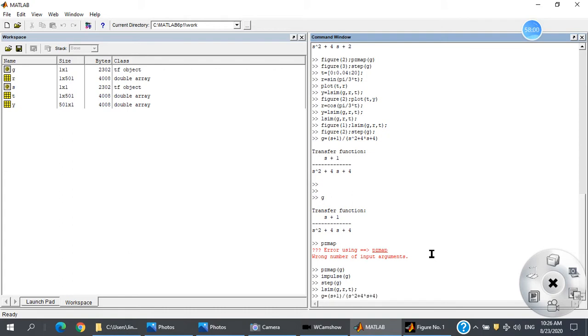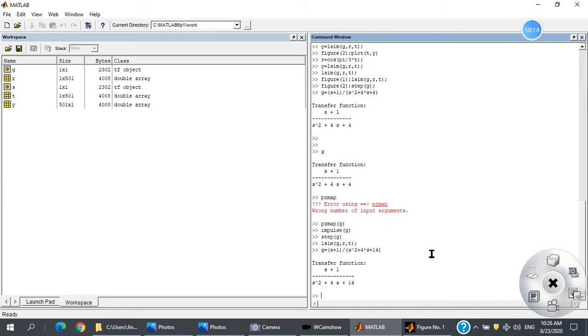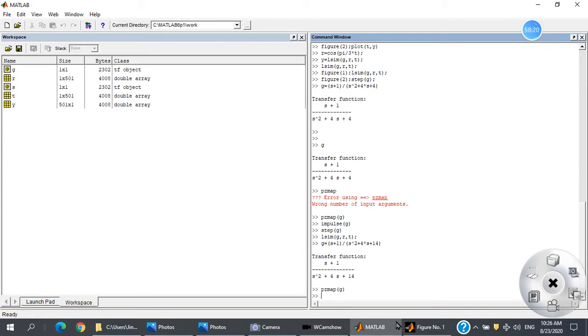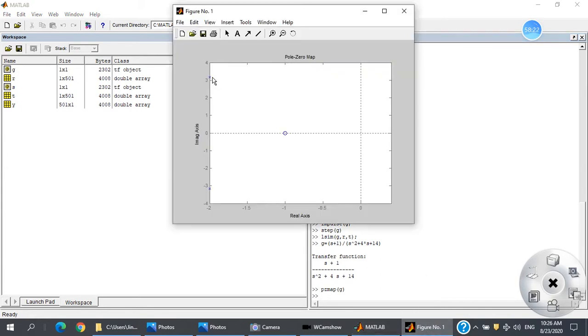We use G equal to, now this is not 5, not 4. I use 4 plus, anyway, 14, 4 plus 10. This time, the poles will be complex numbers. You can see the PZ map. You see, poles here. One pole is here, negative 2 plus 3.16i. Another pole is here, symmetrically. So we have two complex poles. Then for this case, what will be the response?